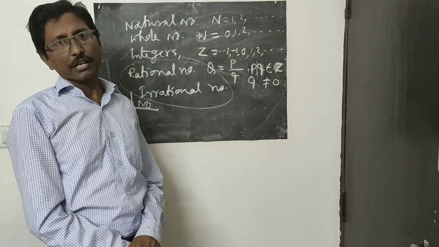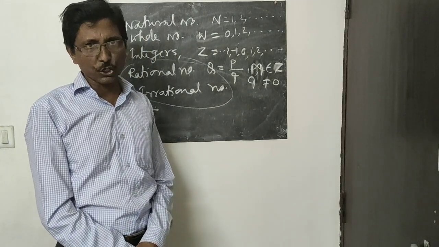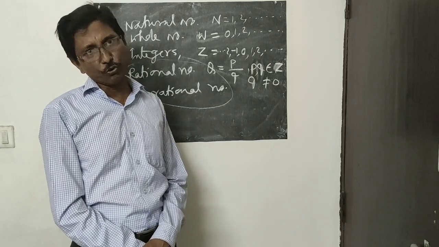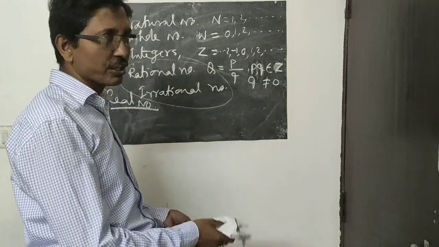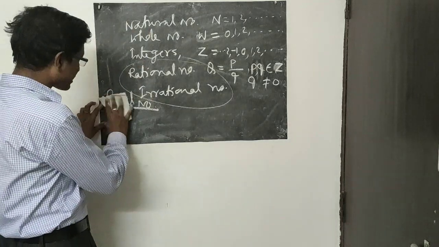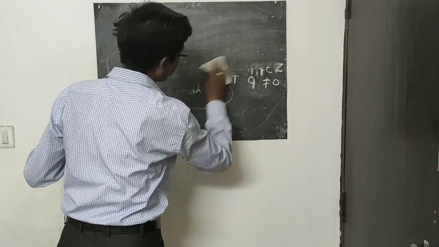So this rational number, first of all we will do this one. A rational number can be represented on the number line also. You know how to represent the integer, which you have got in the previous classes. Not only integers, any fractional number, any rational number also we can represent on the number line.